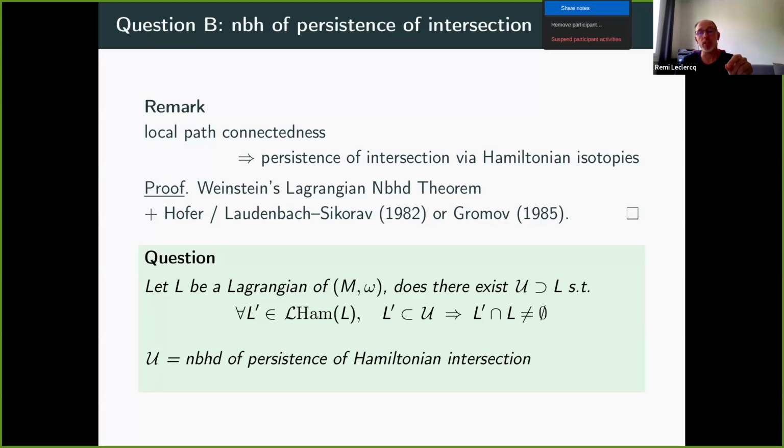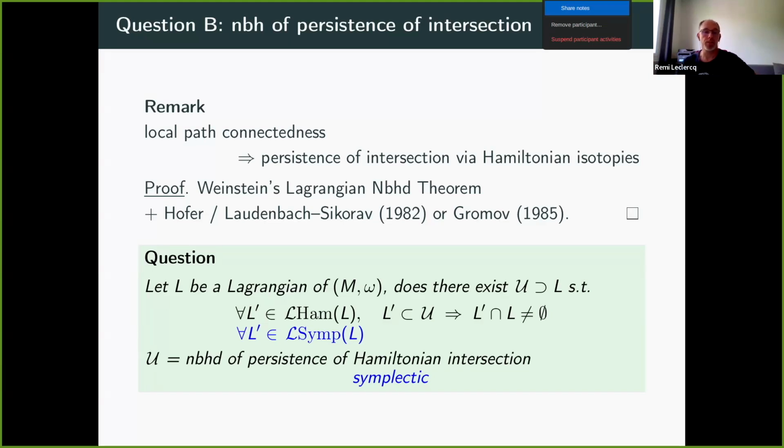And of course, this question you can also ask with symplectic diffeomorphism, right? You can ask, can I find maybe another open neighborhood of L such that if I have another Lagrangian, which is the image of L by a symplectic diffeomorphism, then it has to intersect, right? And then I would call this new U a neighborhood of persistence of symplectic intersection.